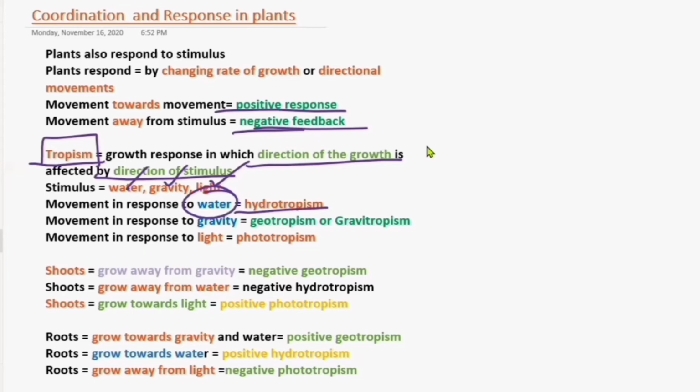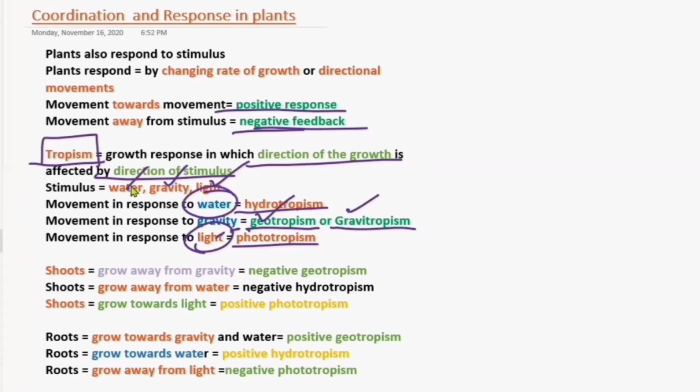It can be positive. If any part of the plant is moving towards water, it will be positive hydrotropism. And if any part is moving away from the water, it will be negative hydrotropism. The movements in response to gravity are known as geotropism or gravitropism. Geo refers to the earth, so it is geotropism or gravitropism. And the movements in response to light are known as phototropism, as the word photo is used for light.